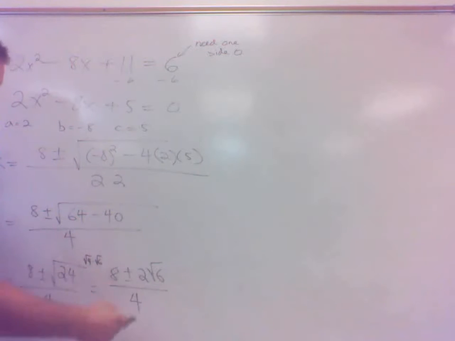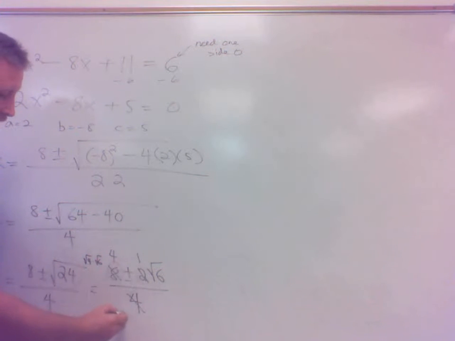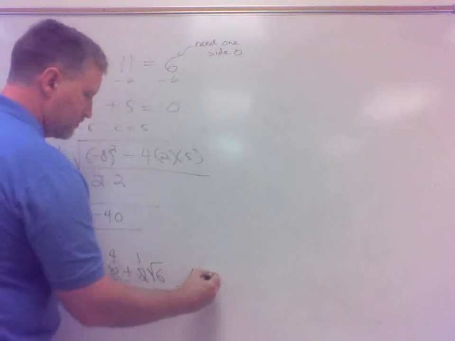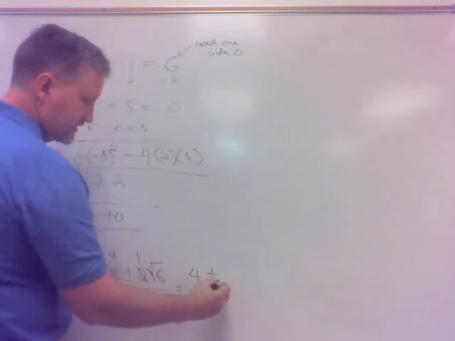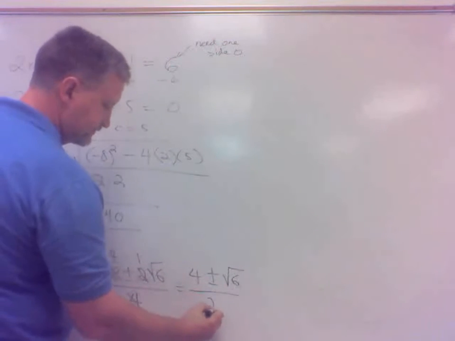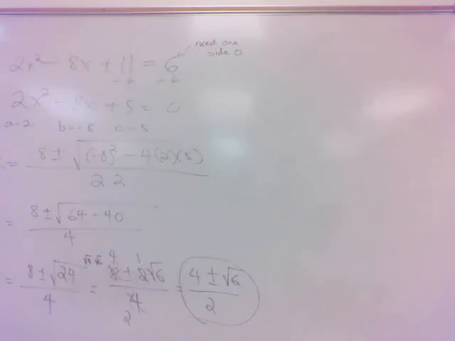All right, so that's a pretty good answer, but again, I can simplify. If you look at everything but the square root there, all those reduce by 2. So I'm going to reduce all these by 2. Reduce that by 2, you get 4. Reduce that by 2, you get 2. So here's what I get. I get 4 plus or minus 1 square root of 6. I don't have to write that 1. So just square root of 6 and then divide by 2. And that's the simplified answer. All right?